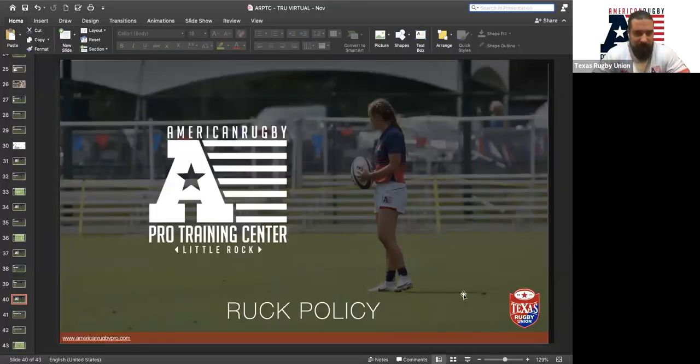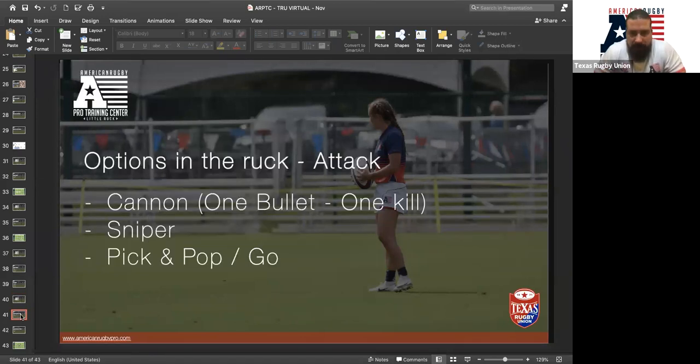Yep. So go back to our trusty slideshow. What we're going to look at is the attack. So imagine you've carried the ball into contact, you've placed the ball using the vice formation that we talked about right at the start of this webinar series. And we have a defender coming over to try and poach.